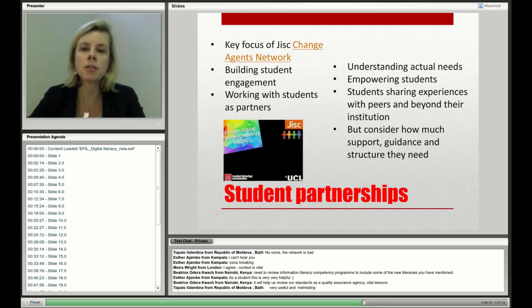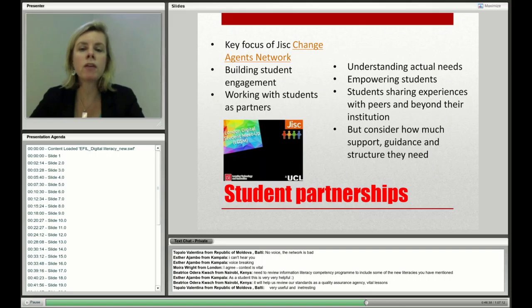We're having our second meeting in November, where students come along and talk about digital literacy and share experience with each other, but also with staff as well. It really helps staff understand the actual needs of students. For students, it can be very empowering to be part of a network, to feel like their voice is being heard in their institution.